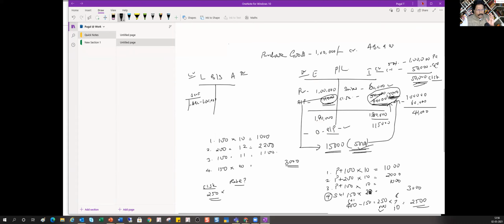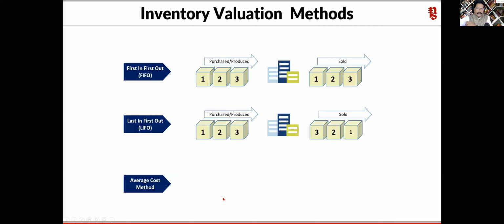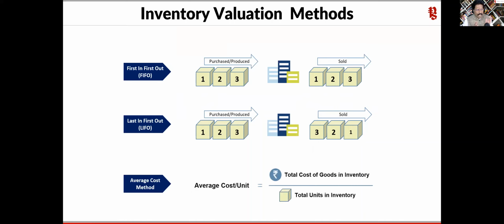The third, which is the popular method, is the average cost method. This is the default method that Tally adopts in the software, where by default all your items are valued using the average cost method. So how do you arrive at the average cost? It's very simple. You arrive at the average cost by taking the total cost of inventory that you have received as on date.